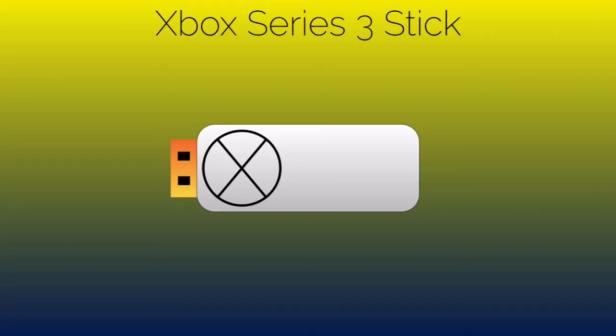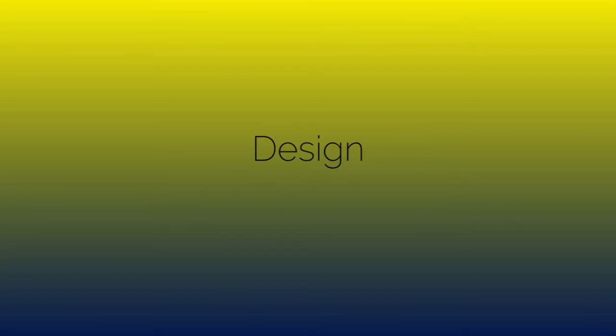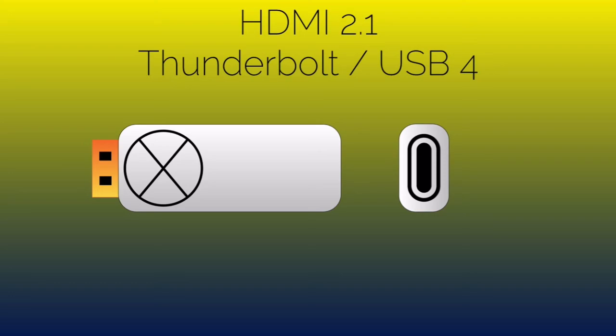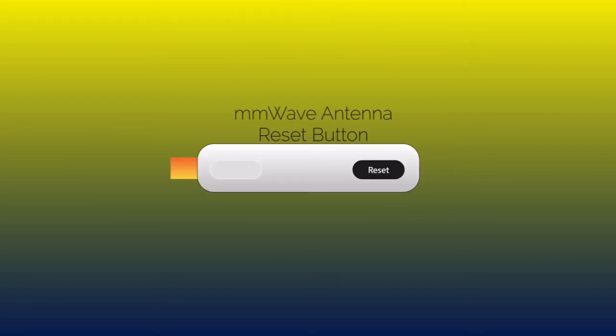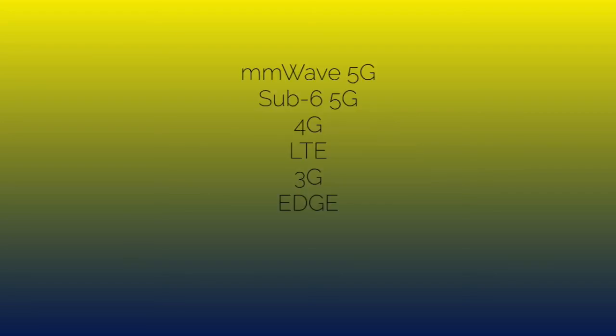This is the new Xbox Series 3 stick. So let's talk about the design of this. Obviously, it's a stick form factor. It has HDMI 2.1 along with Thunderbolt / USB 4 for power. It has an mmWave antenna and a reset button on the side. And yes, because it has mmWave, it has 5G, 4G LTE, 3G, and Edge.